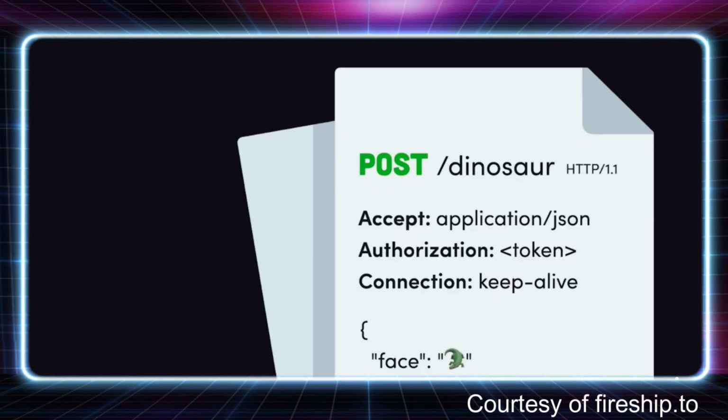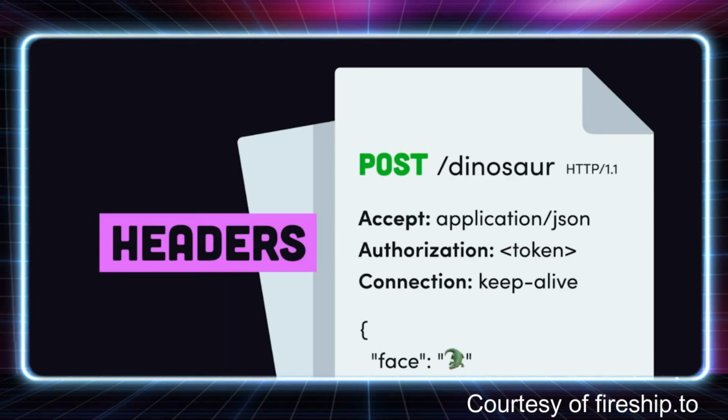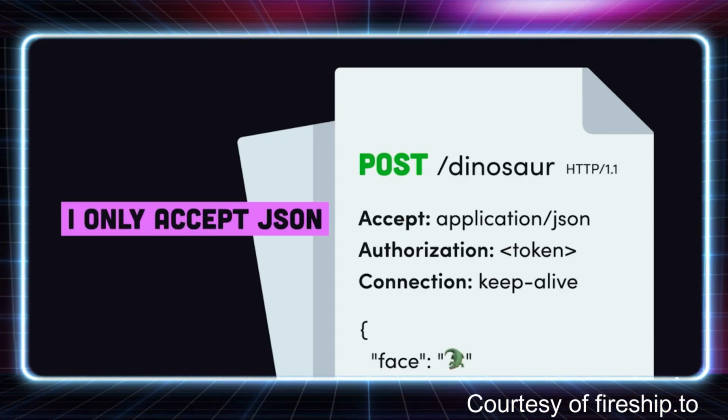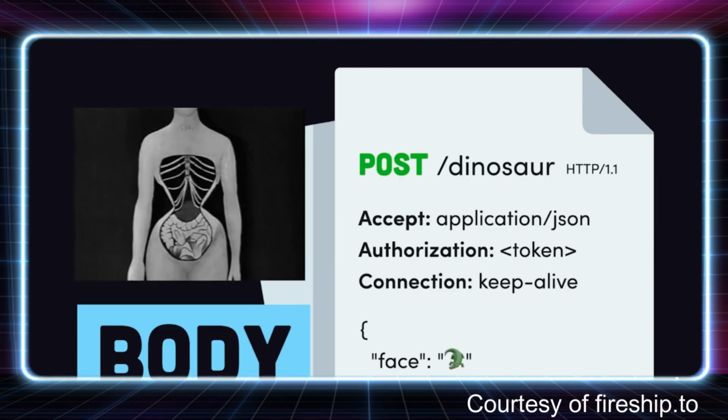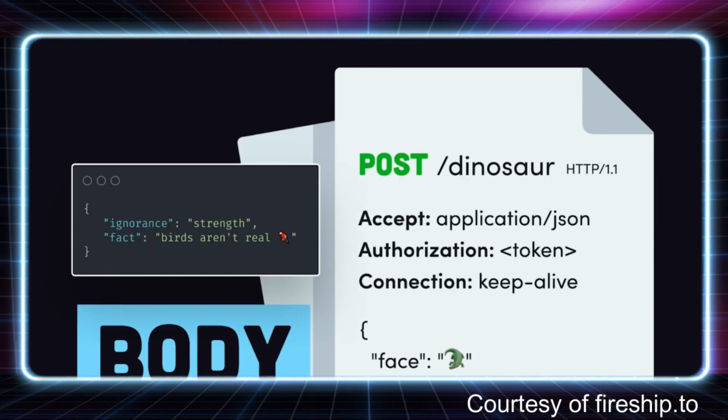Below the start line, we have headers, which contain metadata about the request. The Accept header can tell the server you want the data in a specific format, or the Authorization header can be used to tell the server that you're actually allowed to make that request. Then following the headers, we have the body, which contains a custom payload of data.